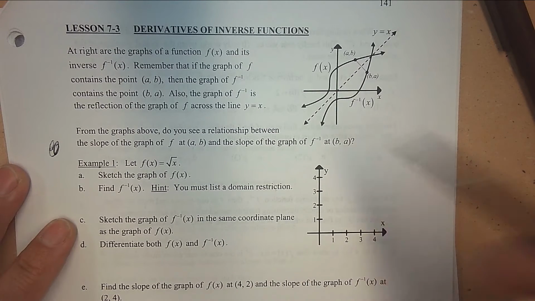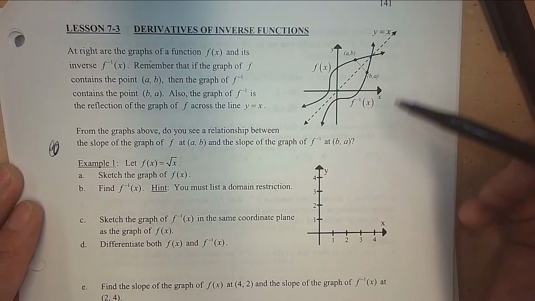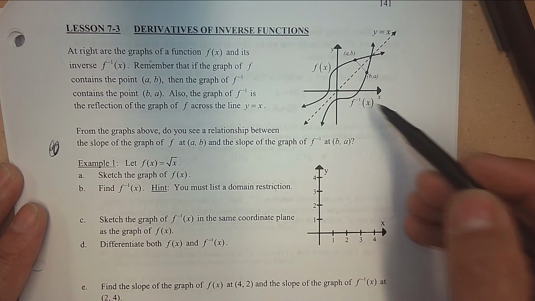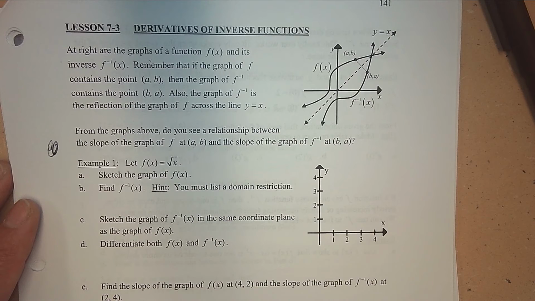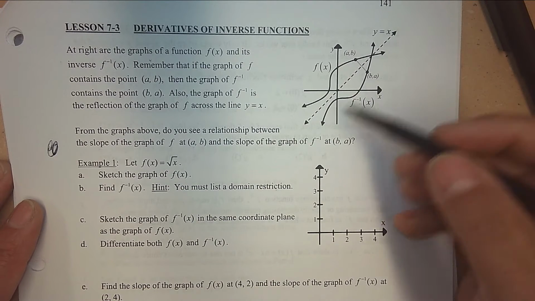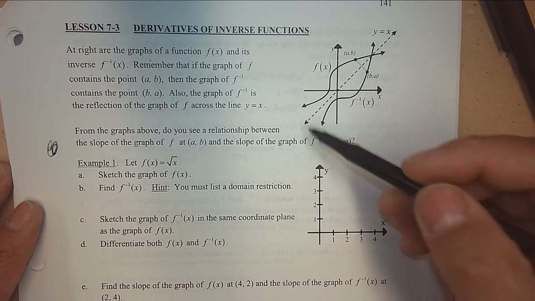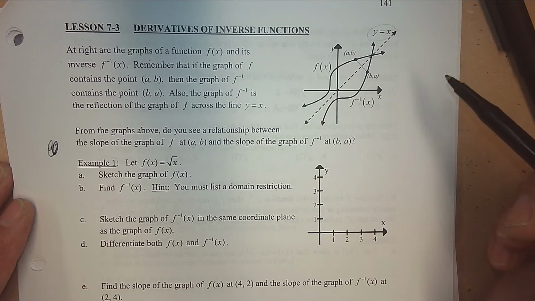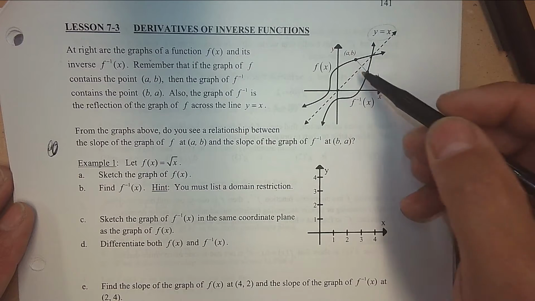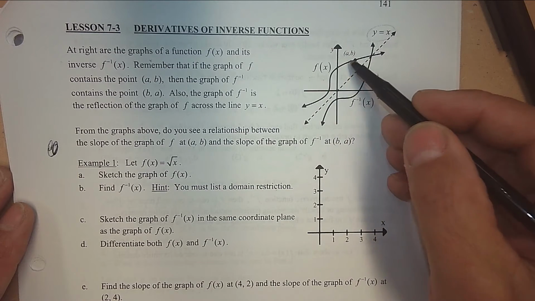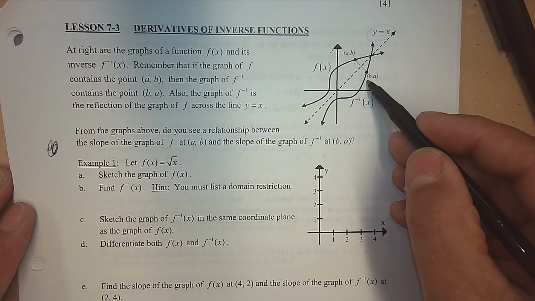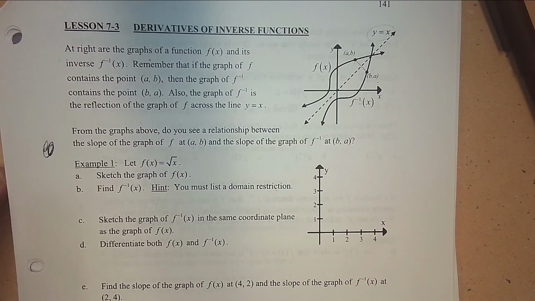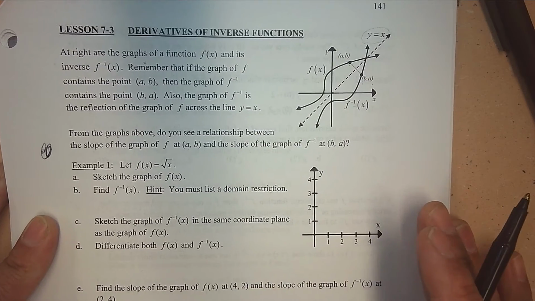So it says at the right are graphs of f(x), and the symbol for inverse is that little -1. One of the properties of inverses and their functions is that they always reflect over the line y equals x. So if there's a point on f(x) that's (a, b), then the point (b, a) has to be on the inverse by definition, that x and y are flipped.